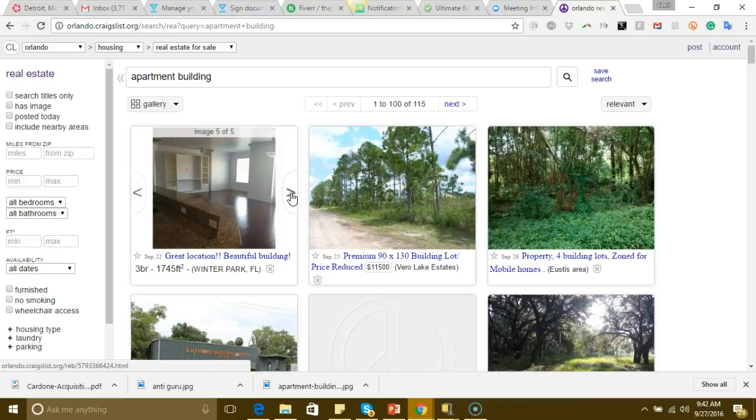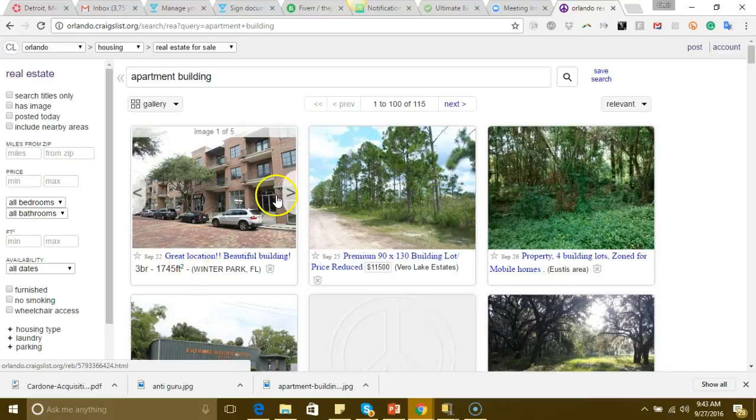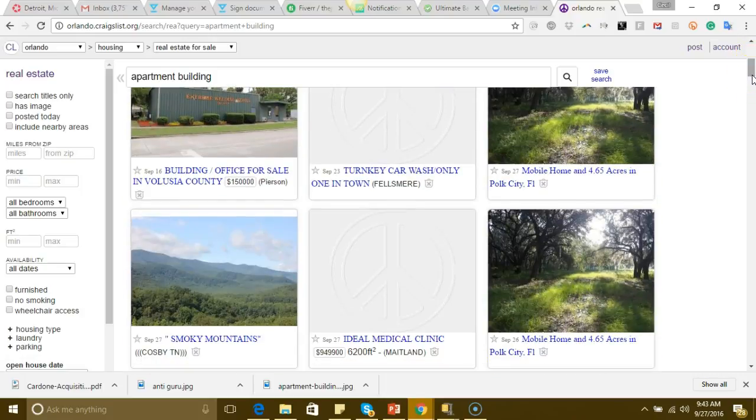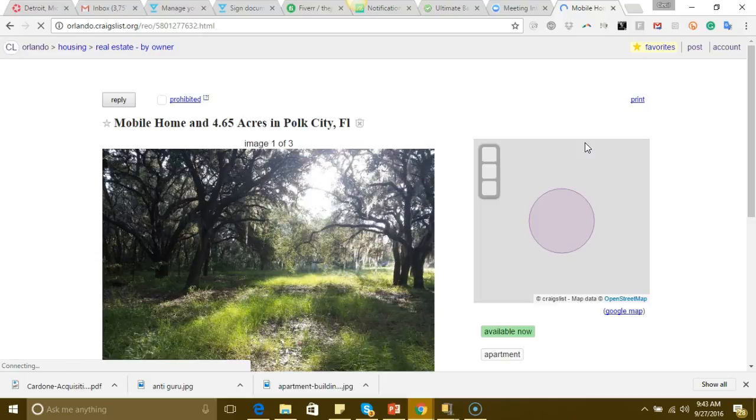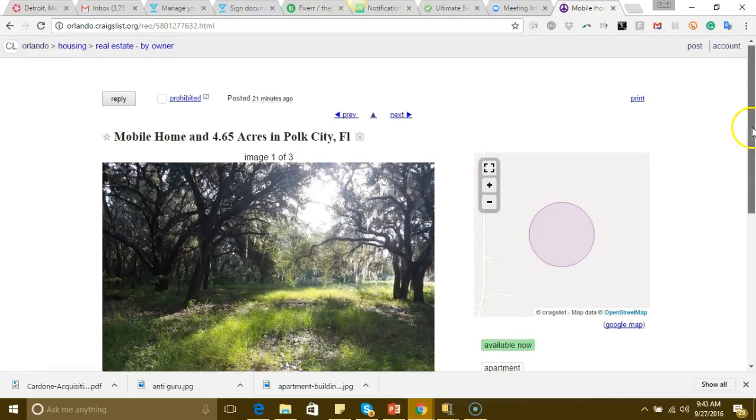This is under apartment building, but this says 3-bedroom. This is not an apartment building. Property, 4 building lots zoned for mobile homes. So you're looking for bigger things. I would be interested in land as well, and I will show you some other places I use. I use tax liens and tax deeds as well to find these properties also. So a mobile home and 4.56 acres of land. To be able to find nice parcels of land, at least 5 acres, is always of interest to me as well, because I could always build something on there that I like.